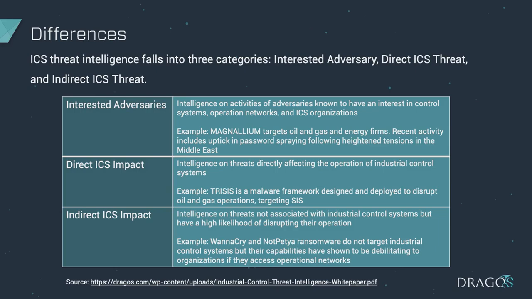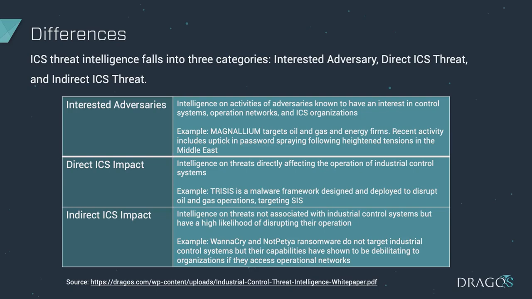And then you're going to have your direct ICS impact. This would be intelligence on threats that are directly affecting the operation of industrial control systems. Here you have something like Trisis. Trisis was a highly tailored, very specific malware that targeted a safety instrumented system at an oil and gas facility in the Middle East. It was designed to directly affect that specific ICS. It was a Schneider Electric safety instrumented system, and they were able to customize the malware to facilitate a potential event.